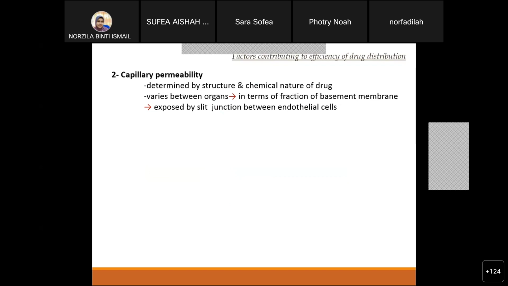Okay, second factor, capillary permeability. This is determined by the structure and chemical nature of the drugs. It varies between organs in terms of the fraction of basement membrane, the endothelial cells that wrap the blood vessels.